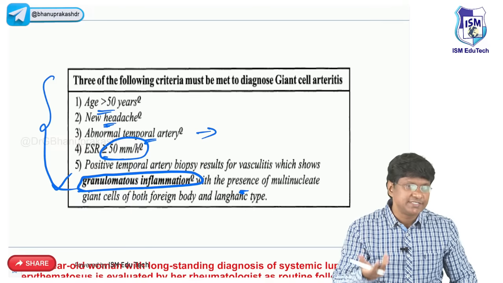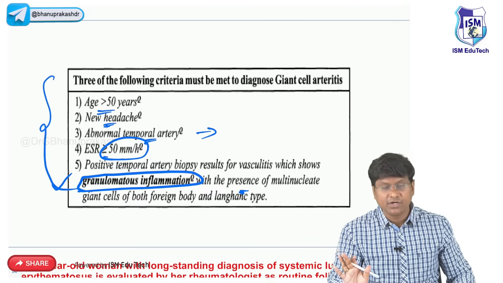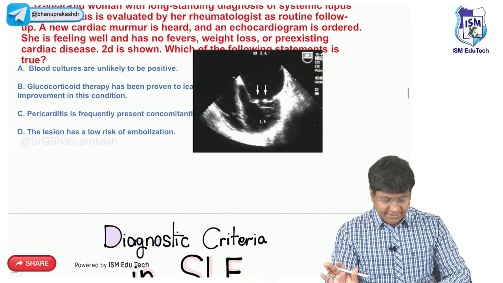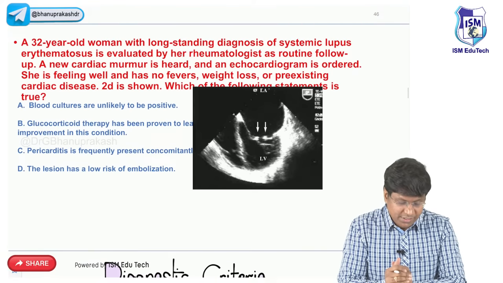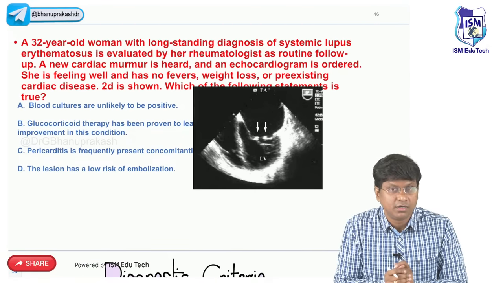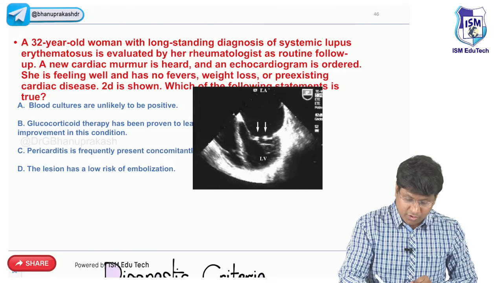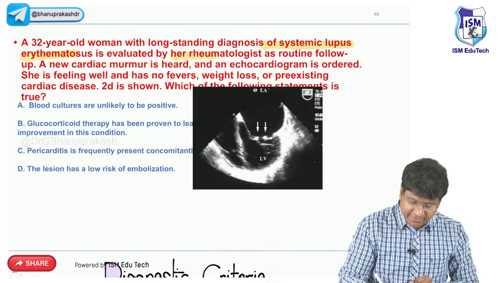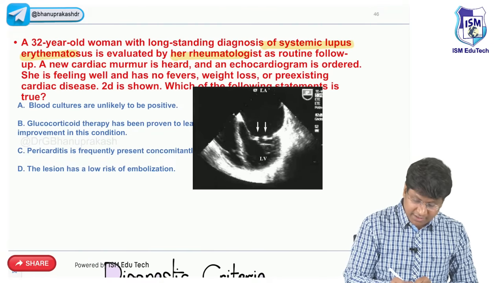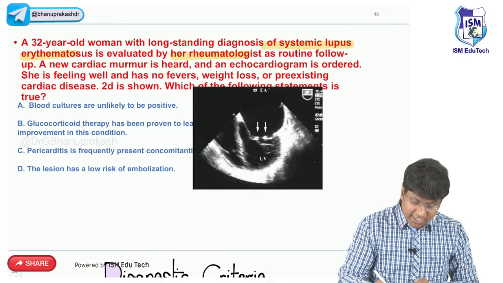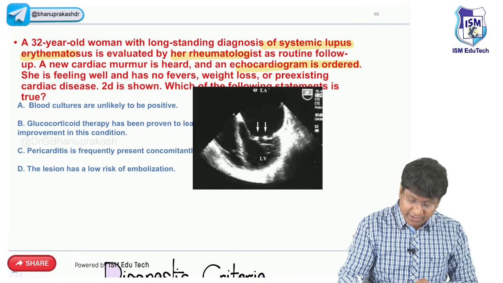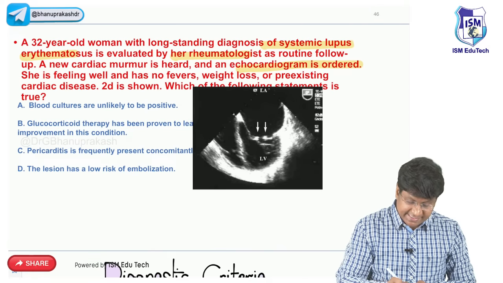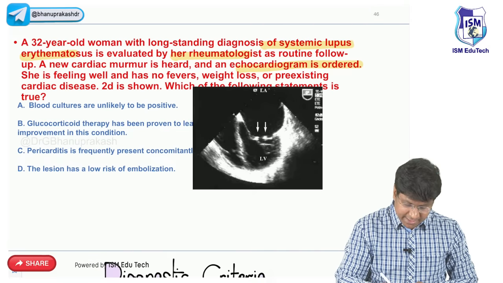And what is the drug of choice in case of giant cell arteritis? The drug of choice will be steroids. There is no other alternative drug. Right. Now you see the next question. A 32-year-old woman with a long-standing diagnosis of SLE is evaluated by her rheumatologist at a routine follow-up. A new cardiac murmur is heard and an echocardiogram is ordered. She feels well and has no fever or weight loss, and no pre-existing celiac disease.